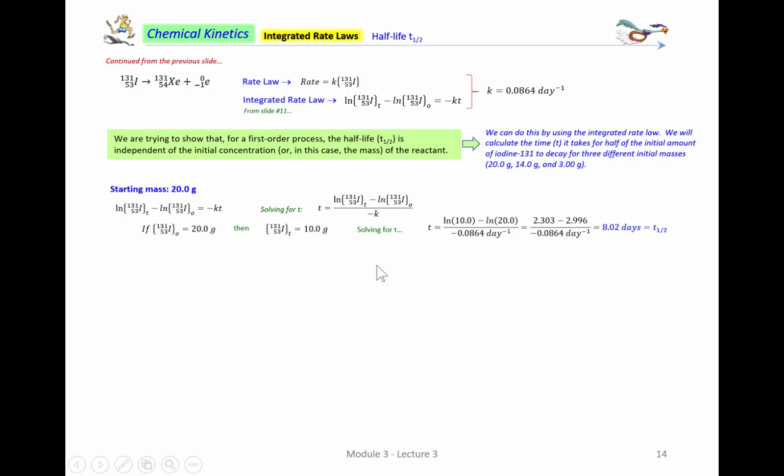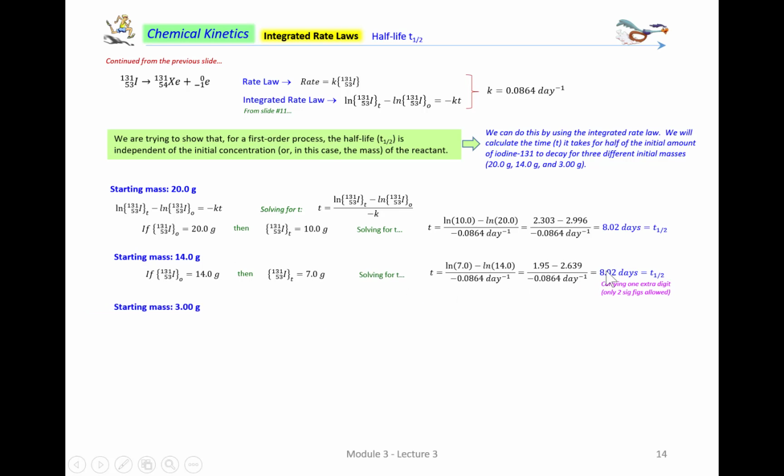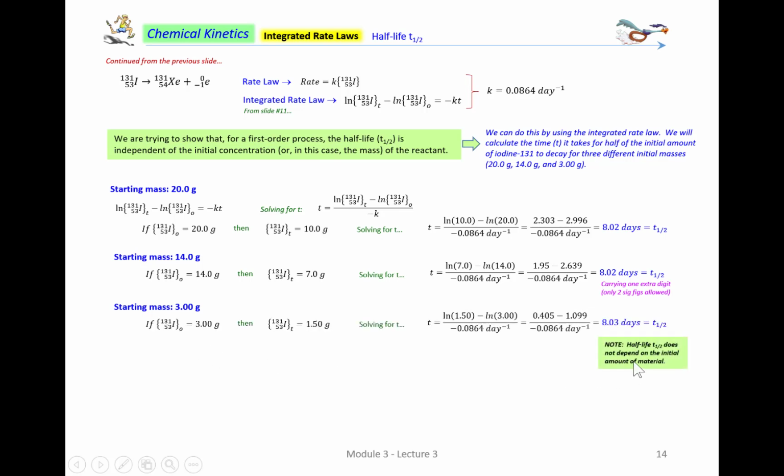If we do the same calculation, only we start with 14 grams, and we go through all the same iterations, we find out that the time it takes for 14 grams to go to 7, in other words, for half of the initial amount to disappear, is again 8.02 days. If we start with as little as 3 grams, and we do the same calculation, we get 8.03 days. That's just a rounding error. So in other words, the half-life for this first order process does not depend on the initial amount of material.